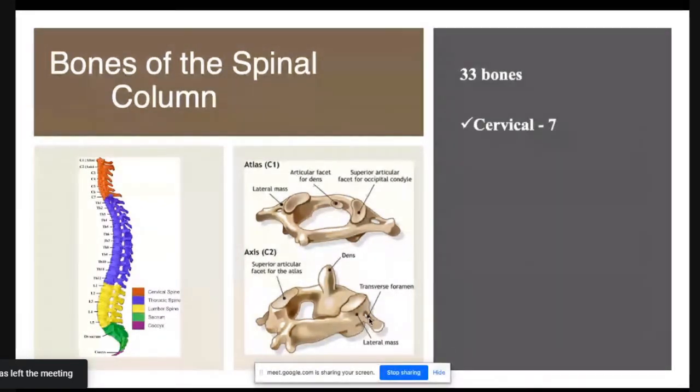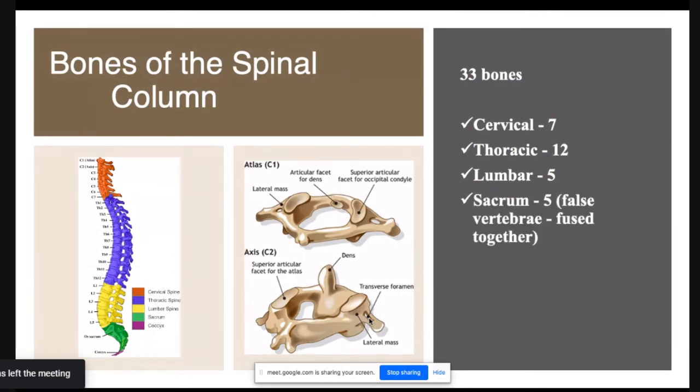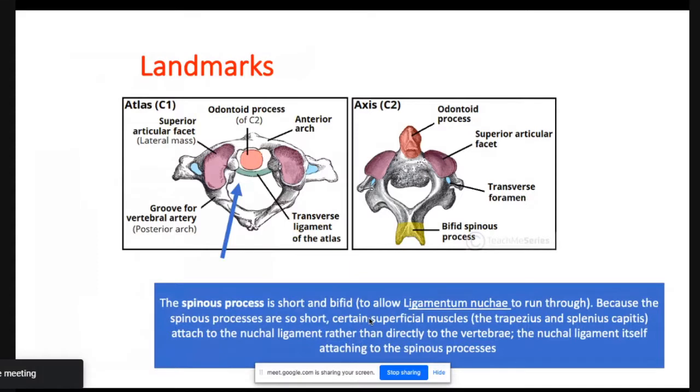So these are the basic informations. We have 33 spine vertebrae, classified into cervical, thoracic, lumbar, and sacral, and the last is the coccyx. So once again, I will be dealing with the same two bones, that is atlas and axis.